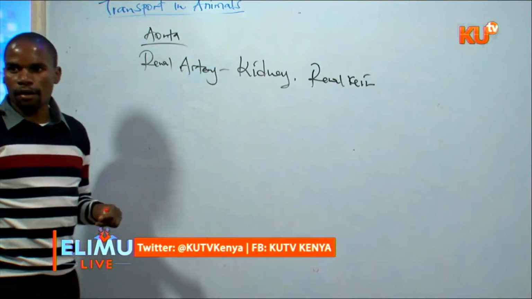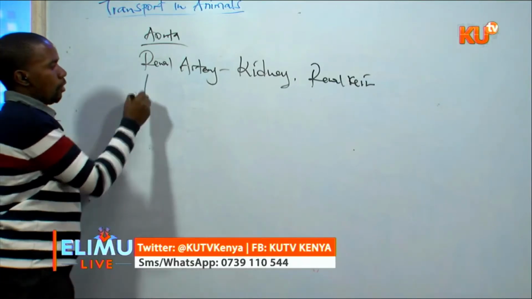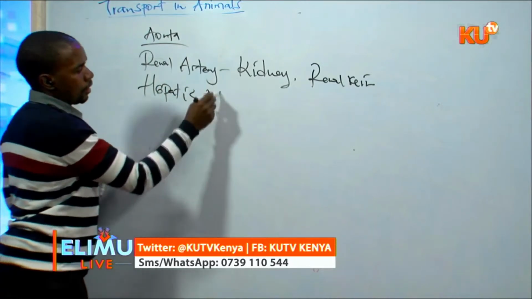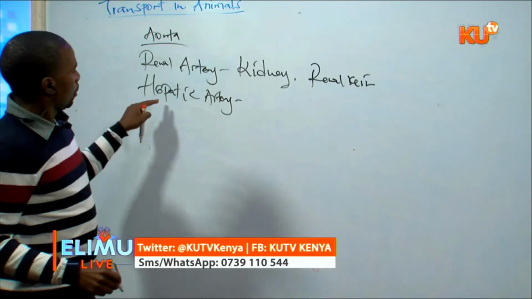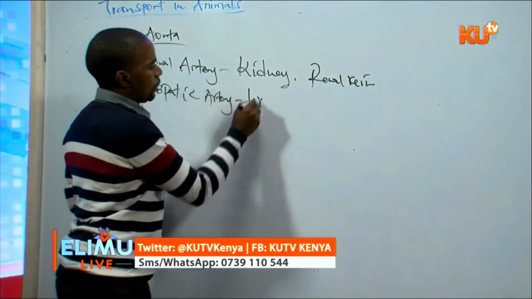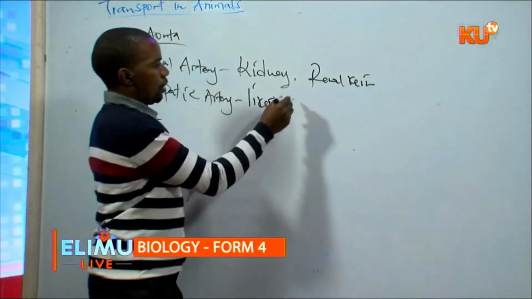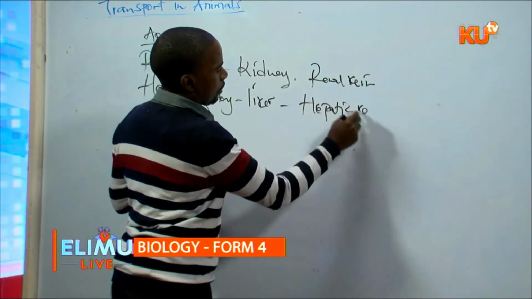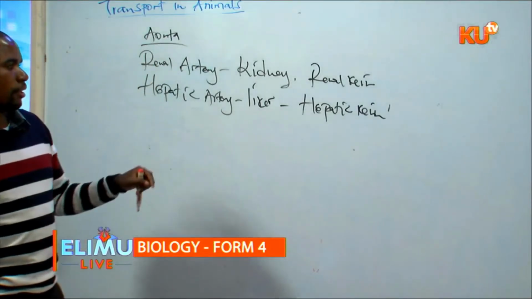We also have another artery, what we refer to as the hepatic artery. The hepatic artery carries blood to the liver, while the hepatic vein will carry blood away from the liver.